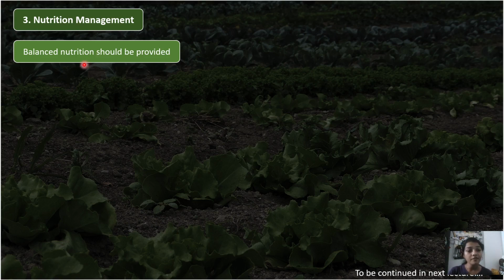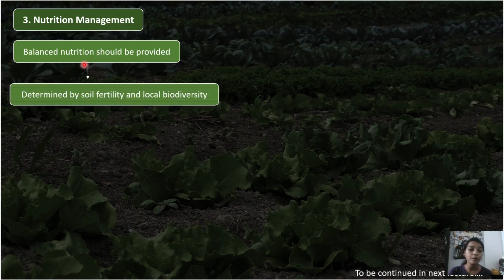So whatever nutrition the plant needs should be provided in a proper way. Now how is this nutrition determined? This is determined by the fertility of the soil. The nutrition gets determined by how fertile your soil is and what the local biodiversity is, like the various plants present in that area. For this we use a very specific term, which is called bioactive soil.